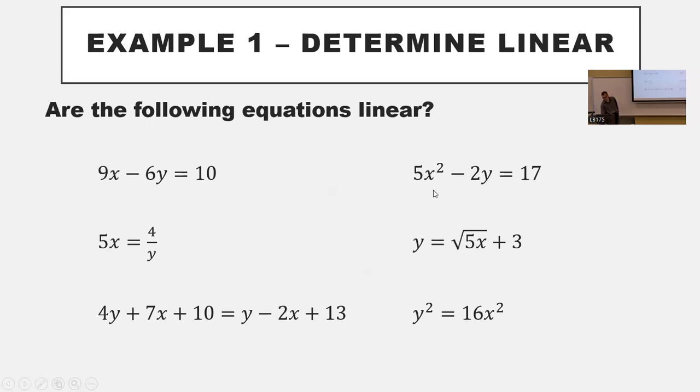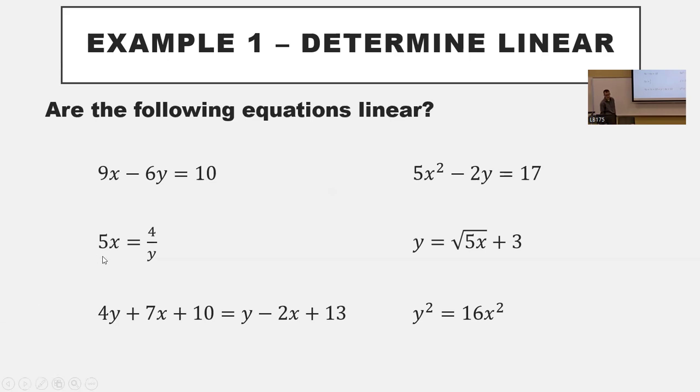If I look at 5x squared minus 2y equals 17, that's not linear. It's not linear because of the x squared component. We can only have x raised to the first power. And again, you can think of it either way. I can't write it as y equals m times x plus b, or I can see that it has an x raised to the second power. Either way you think it through, it's fine.